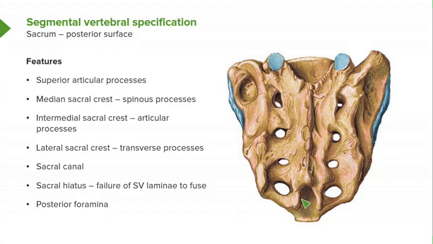And then down below, we see an area that did not fuse posteriorly, and as a result of the laminae of S5 here failing to fuse, that will form the sacral hiatus.